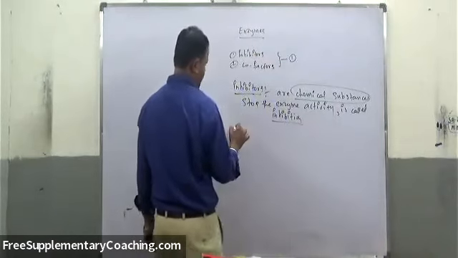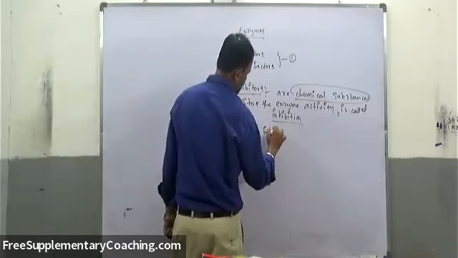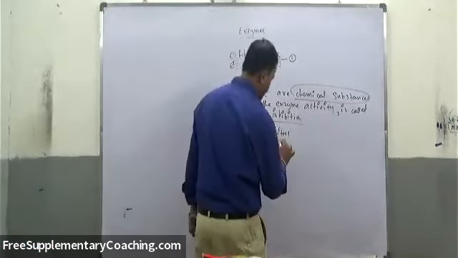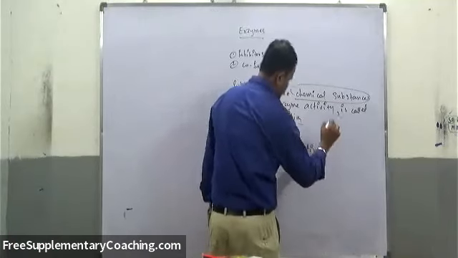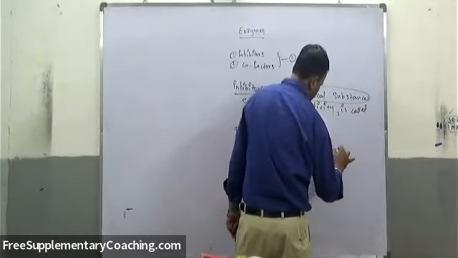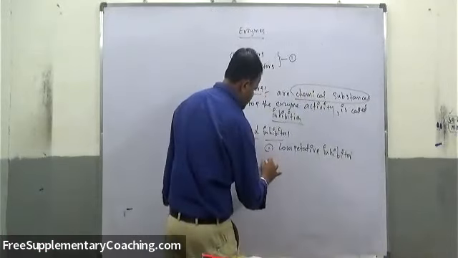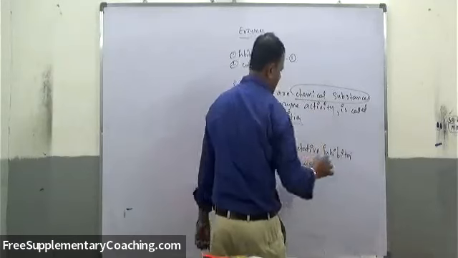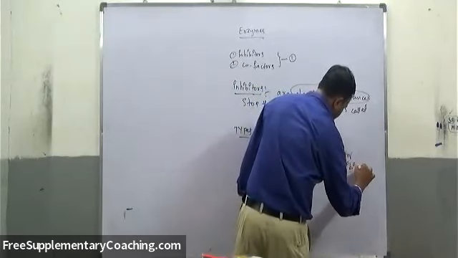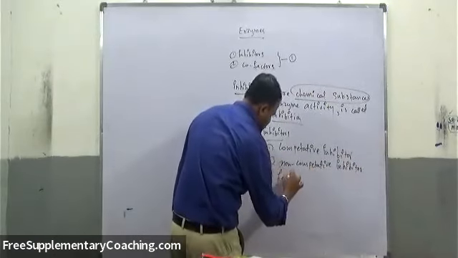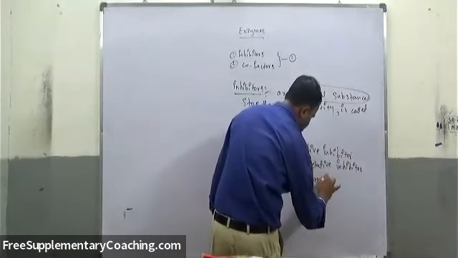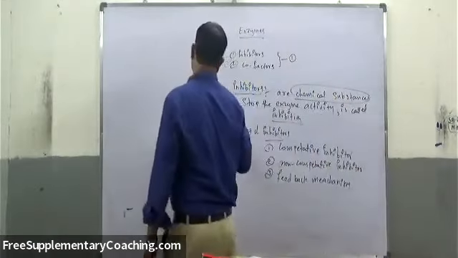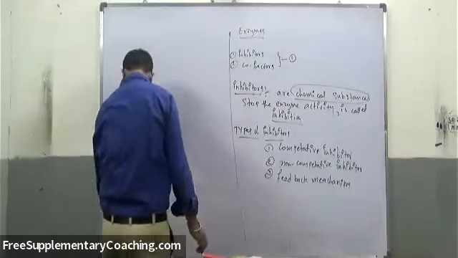Now the types of inhibitors. The first one is the competitive inhibitor. The second one is the non-competitive inhibitor. And the third one is the feedback mechanism. Now we discuss them one by one with examples. First one is the competitive inhibitor.